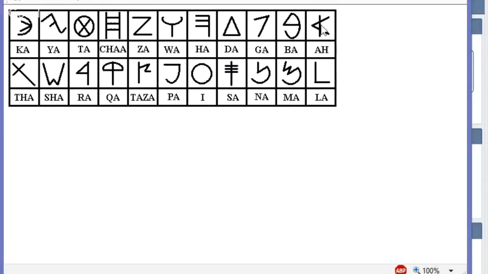So you have a, ba, ga, da, ha, wa, za, ha, ta, ya, ka, la, ma, na, sa, I, pa, taza, kwa, ra, sha, and then tha. So this is the Paleo Hebrew, or the Lashwan Kodash, the holy tongue that we speak.